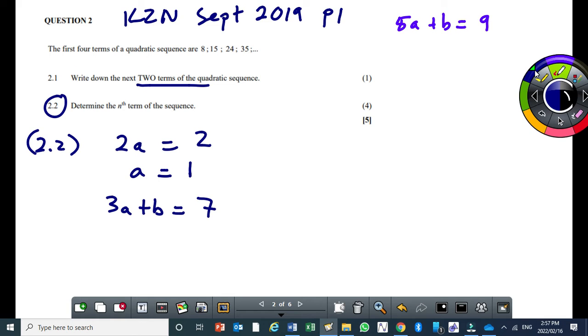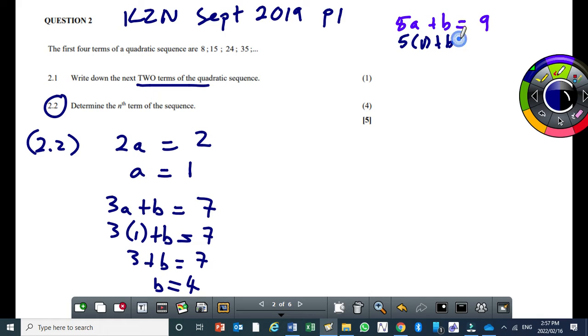Okay? Then you substitute a. So if you substitute a, you get 3 times 1 plus b equals 7. This gives you 3 plus b equals 7. Therefore, b is going to be a 4. Okay? If you decide to use 5a plus b equal to 9, so that will be 5 times 1 plus b equal to 9, and then you get 5 plus b equal to 9. So b is going to be a 4.